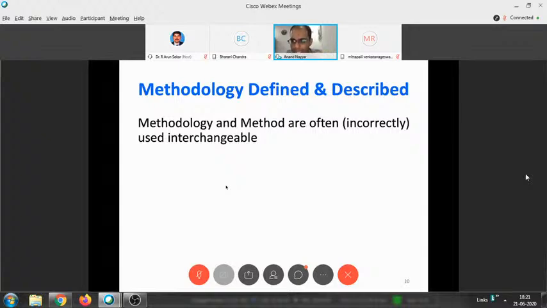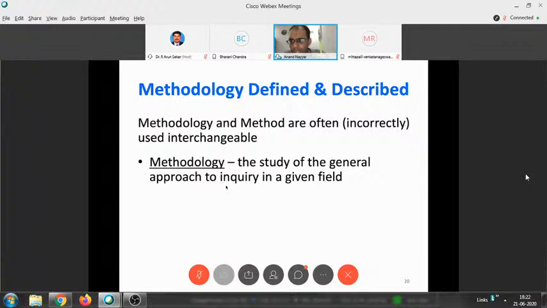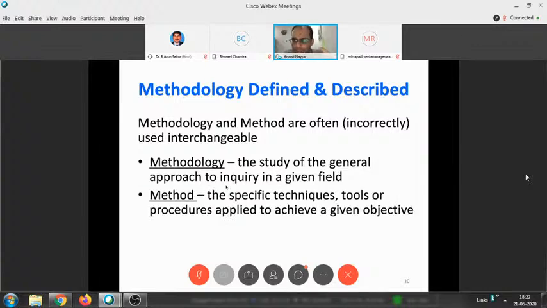Now let me talk of methodology. Once you are done with your literature, you say, yes, sir, I have read this many papers, now I know my research direction, I know my objectives. Now how will you solve those objectives? What is your methodology? What is your method? What is methodology? It is an approach to inquire into a particular field. And what is the method? We have to study the techniques and tools.